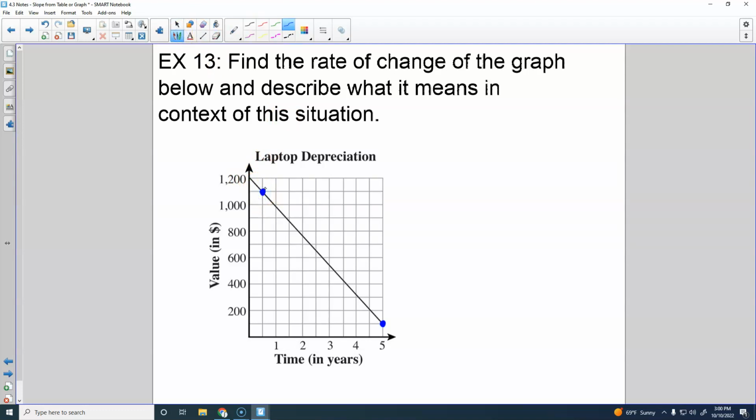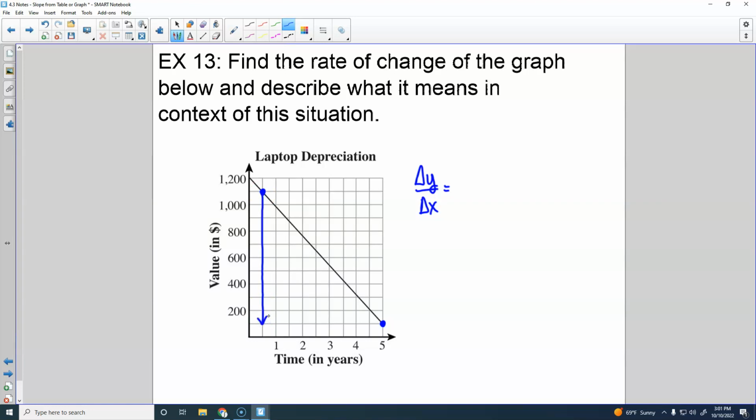I hate problems like these where you can't tell. I try to make sure, at least on quizzes and tests, that I've used one that's a little more clear. All right, so we need to do change in Y over change in X. Should our answer be positive or negative for this? Negative. Okay? All right, so let's say we start at the top point. I've got to go down.